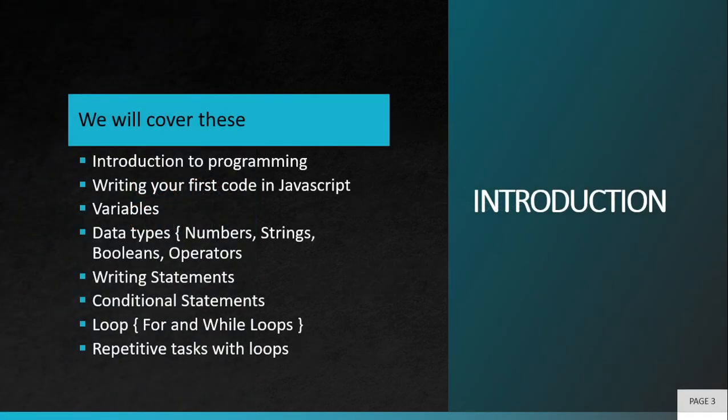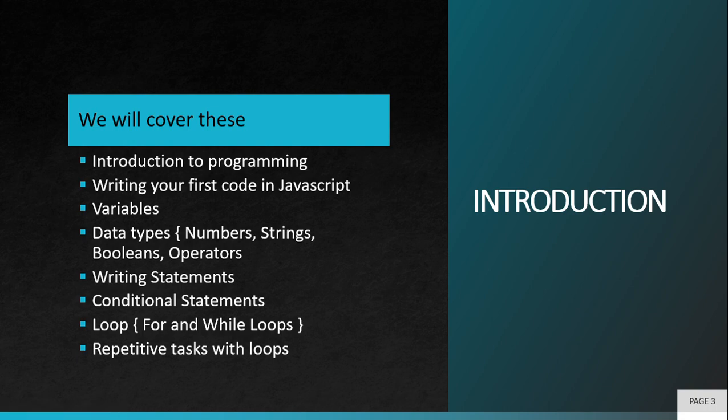Now for the first week we'll be introduced to programming. Here you'll be able to write your first code in JavaScript. We'll know about variables, right? How to use variables. Now we'll talk about data types, numbers, strings, Boolean operators, right? We'll also learn how to write statements in JavaScript, and write conditional statements too. We'll talk about the for and the while loops and how to perform repetitive tasks with loops. Now with this we'll conclude the first week.